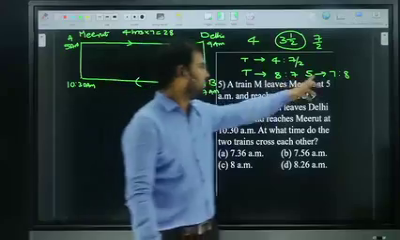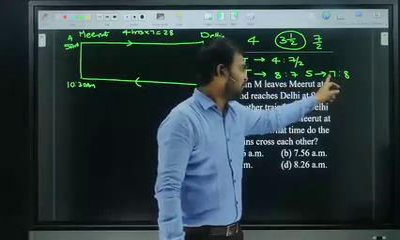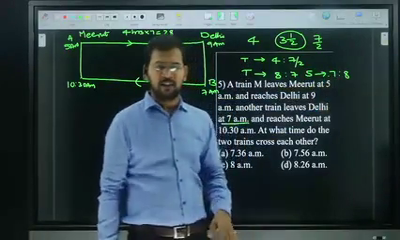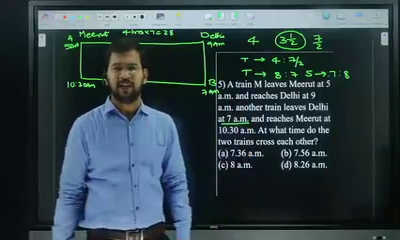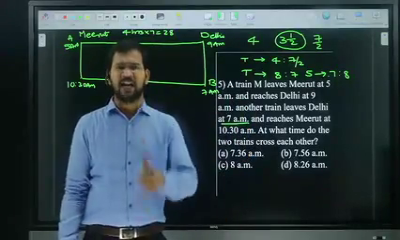Now I know the speeds. The first train's speed is 7 parts, the second train's speed is 8 parts. Now I know the distance. The distance between Meerut and Delhi is 28 parts. All of you accepted or not?